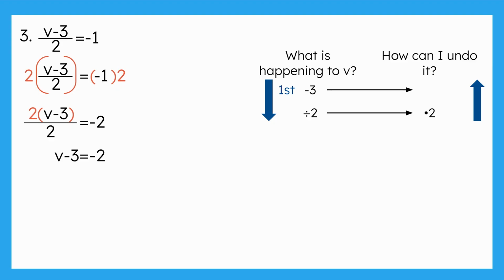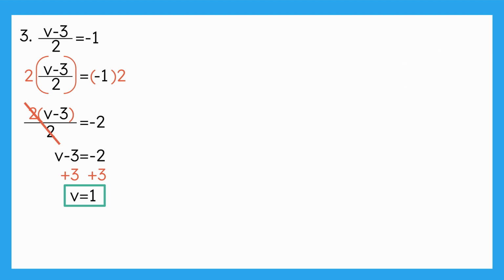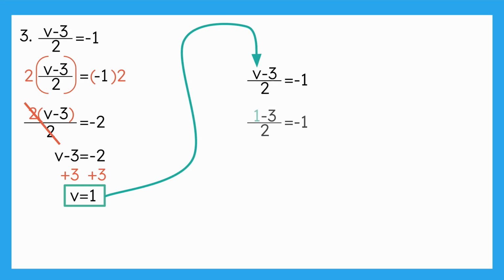How can we undo subtracting 3? By adding 3 to both sides, which gives the solution v equals 1. This equation was a little trickier than the first two. I think we did everything right, but I'm not feeling quite as confident in this solution. My favorite thing about equations is that if I'm ever unsure like this, I can substitute my solution back into the original equation to make sure that it creates a true statement, like negative 1 equals negative 1. Now I know my answer is correct, so I don't have to worry.